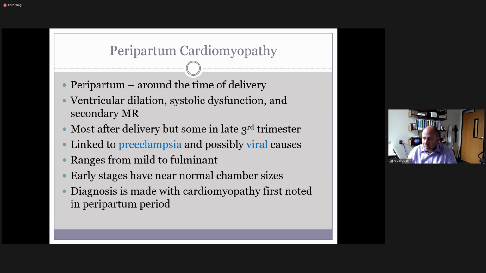Most occur after delivery, but some occur late in the trimesters, which is just the weeks before birth. It can be linked to preeclampsia and possibly virus. It ranges from mild to fulminant. Early stages of it have near normal chamber sizes, and diagnosis is made with cardiomyopathy first noted in the peripartum period. It's a good alliteration for you.